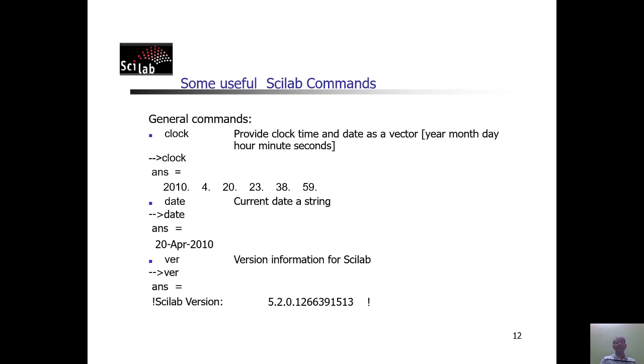Some useful Scilab commands: we can use the clock command. If we use the clock command, then the current date and the current time can be displayed, and in a similar manner, if we write the date command, the current date can be displayed there.